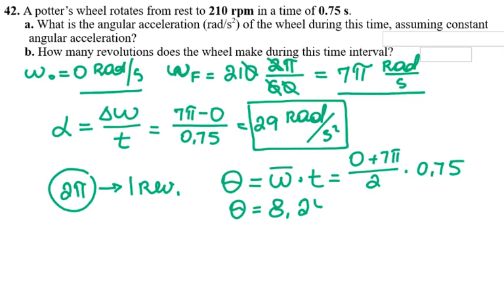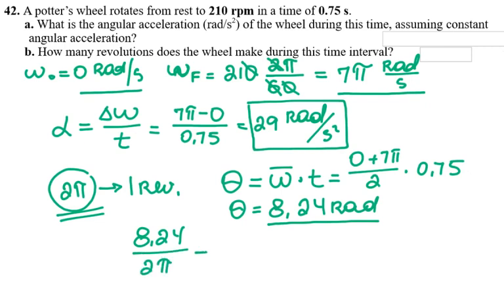So I will get the angular distance that the object moves over 0.75 seconds is equal to 8.24 radians. So this is what it moves, but in one revolution it's 2 pi. So if I take 8.24 divided by 2 pi, that will give me how many revolutions the object actually made. And I get 1.3 revolutions happen in 0.75 seconds.